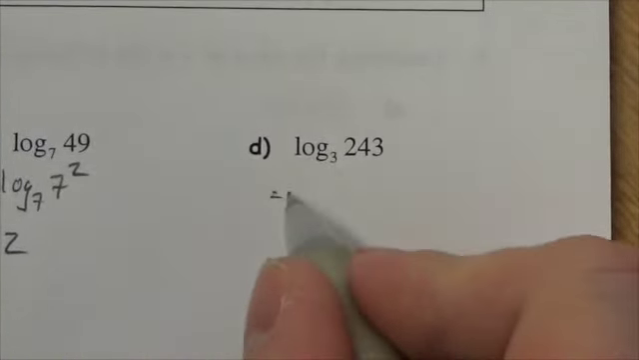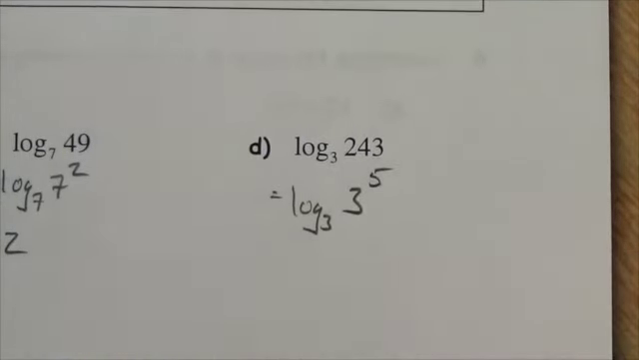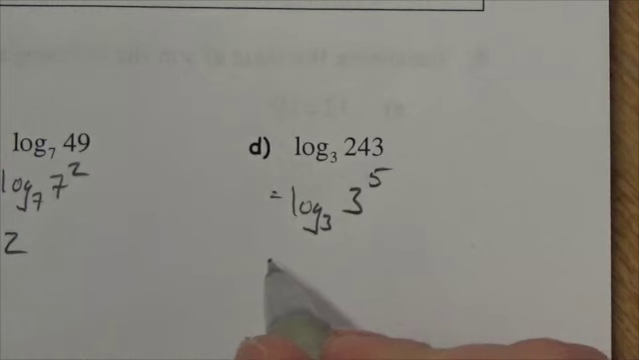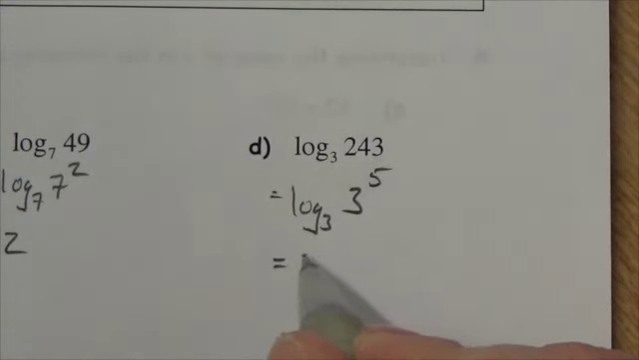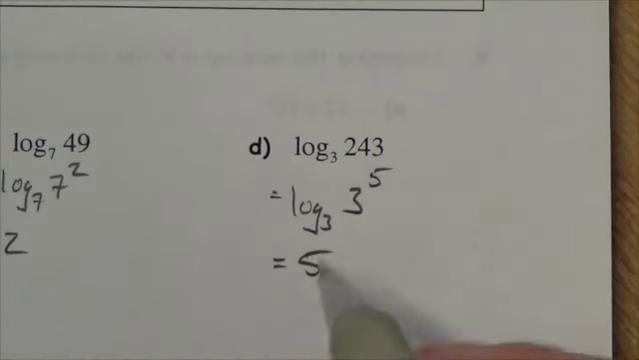Over here, we're getting the exact same thing. 243 is in fact a power of 3. It's 3 to the 5th. And again, here's that pattern, log base a of a to the x. And we know that this has to equal x. Now in this case, that x is 5. So log base 3 of 3 to the 5 is equal to 5.